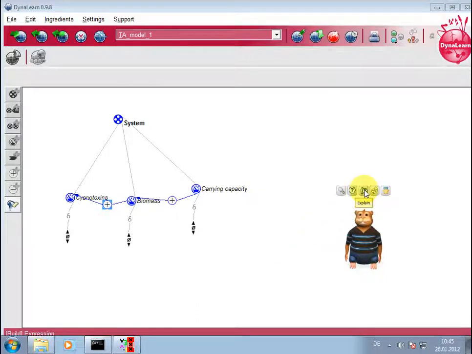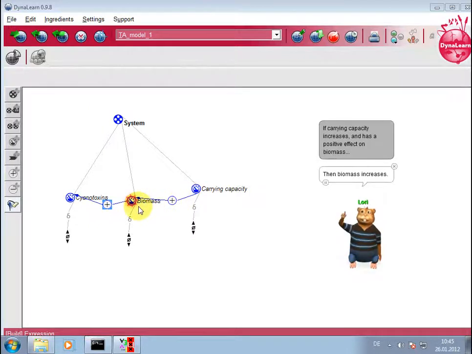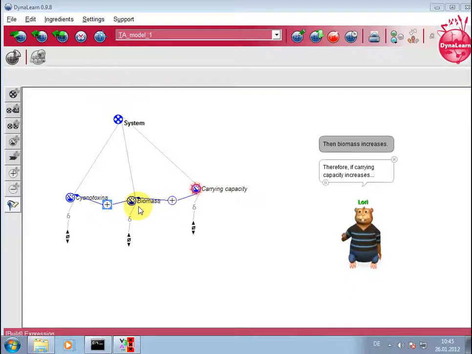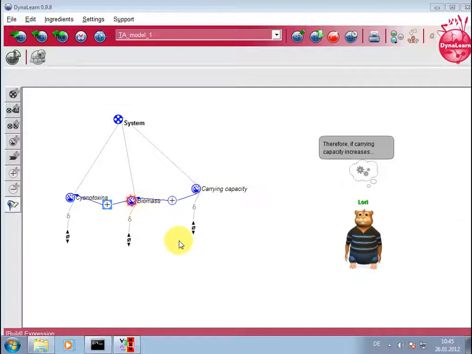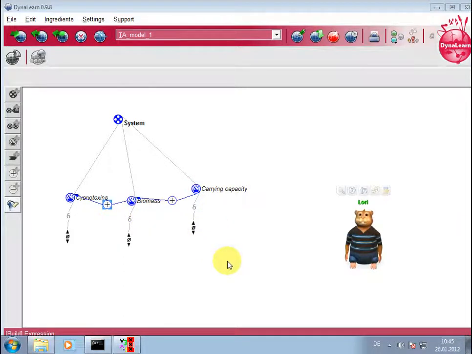So a very simple relation. Let's see why this is the case. If carrying capacity increases and has a positive effect on biomass, then biomass increases. The Teachable agent explains the chain, the reason why he thinks this is the answer.